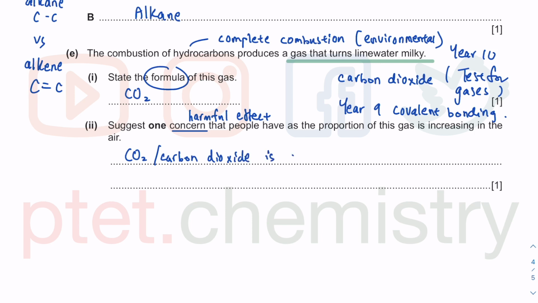So what does the greenhouse gas do? It can cause global warming. So therefore, it causes global warming. The whole world is getting hotter. So sea level will rise, crops will die, people's lifestyle will be destroyed then.